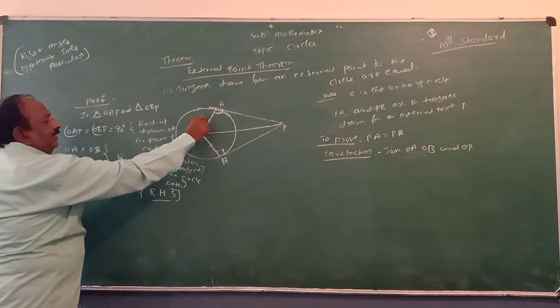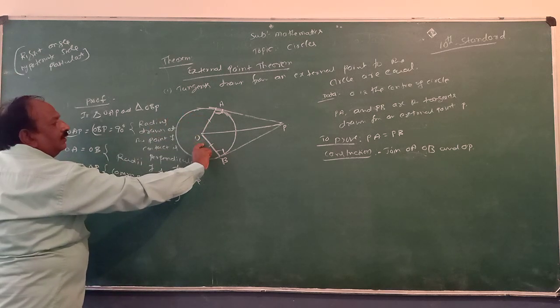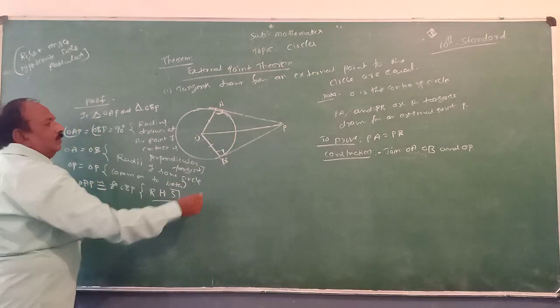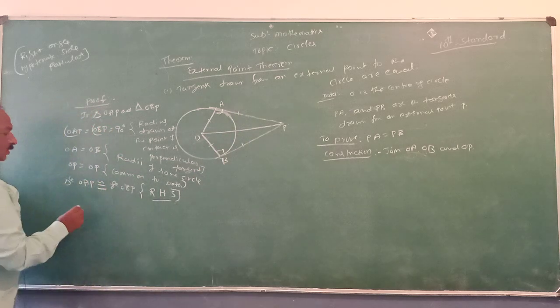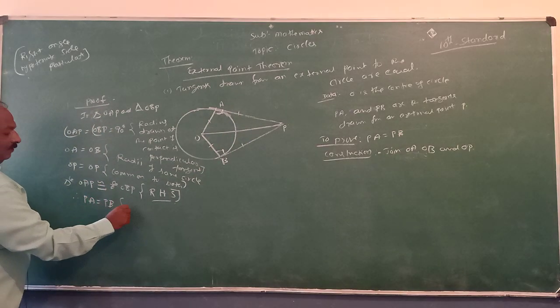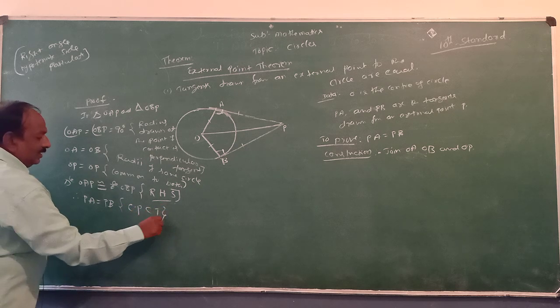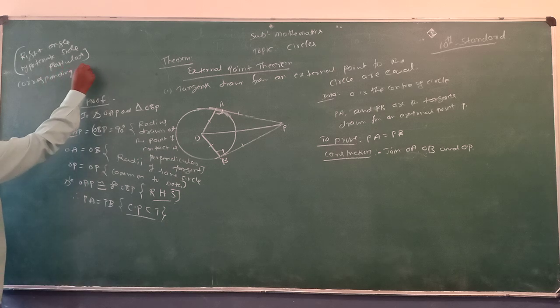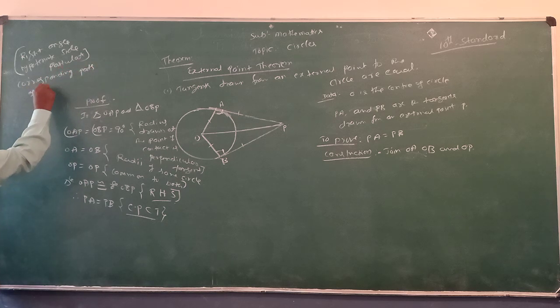Therefore, this side is equal to this side. This angle is equal to this angle. OP is common to both. Therefore, PA is equal to PB. We call it CPCT. What is the meaning of CPCT? Corresponding parts of congruent triangles.